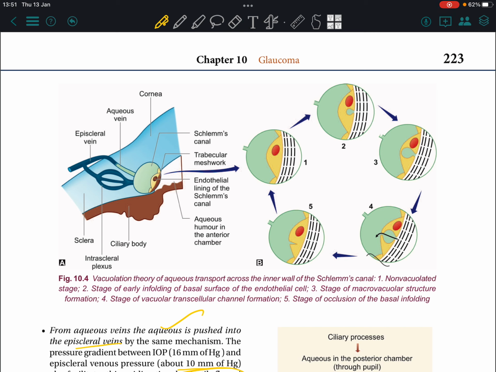Vacuolation theory of aqueous transfer across the inner wall of Schlemm's canal. Stage 1 is the non-vacuolated stage. Stage 2 is the stage of early infolding of the basal surface. Stage 3 is the stage of macrovacuolar structure formation. Stage 4 is the stage of vacuolar transcellular channel formation. And stage 5 is the stage of occlusion of basal infolding.